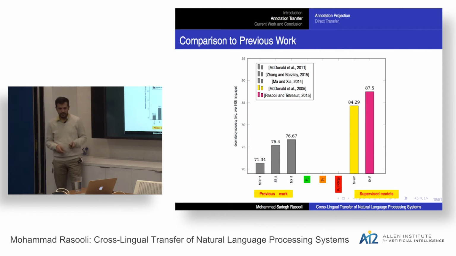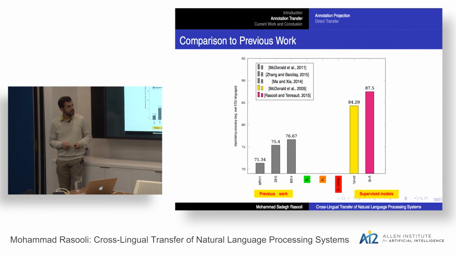So here's a depiction of comparison with the state-of-the-art models at the time. The 3 left-hand side models: the first one is from McDonald et al. It's a Google work. It's a kind of seminal work on annotation projection. The second one is by Zhang and Barzilay from MIT. It's a direct transfer model with cross-lingual representations. The third one is from Ma and Xia from UW. It's an annotation projection model with CRF and a maximum spanning tree algorithm.